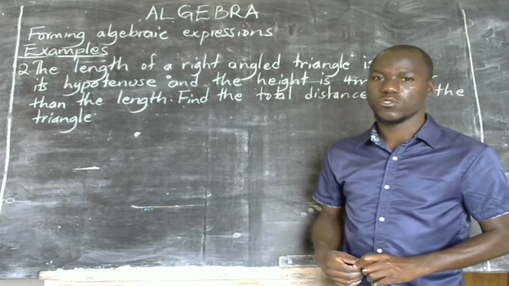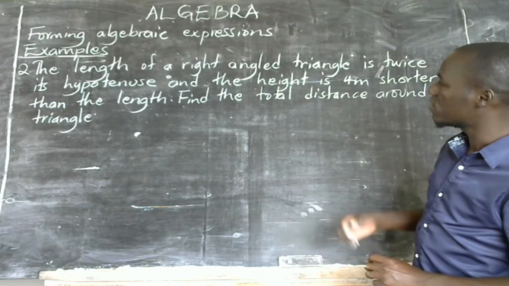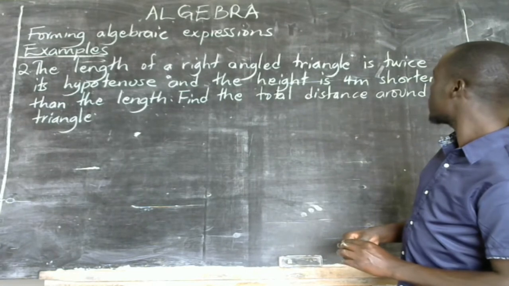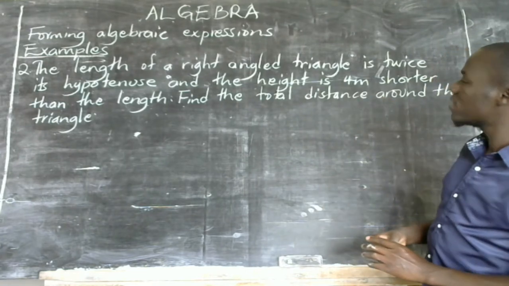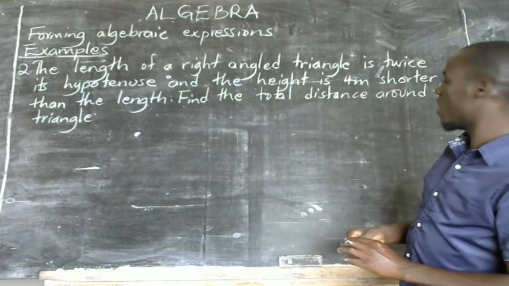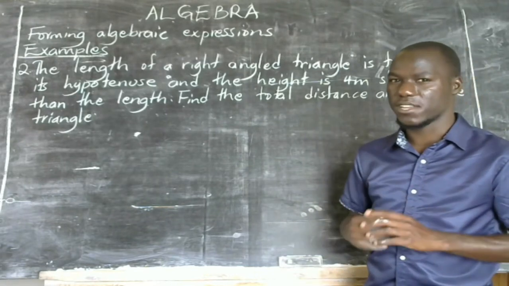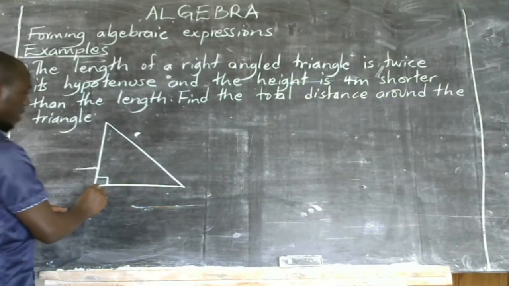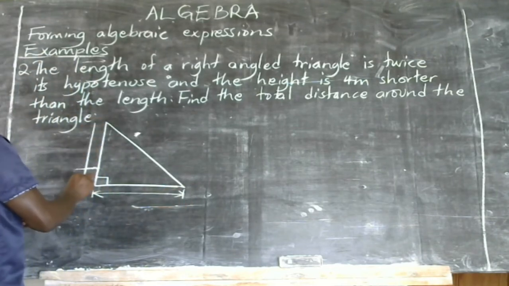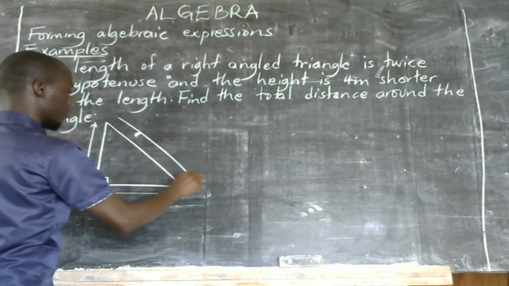So my example 2: the length of a right angled triangle is twice its hypotenuse, and the height is 4 meters shorter than the length. Find the total distance around the triangle. So I'm going to first draw my triangle. This, the base, I'm going to take as the length. This one here is the height, and then the hypotenuse there.